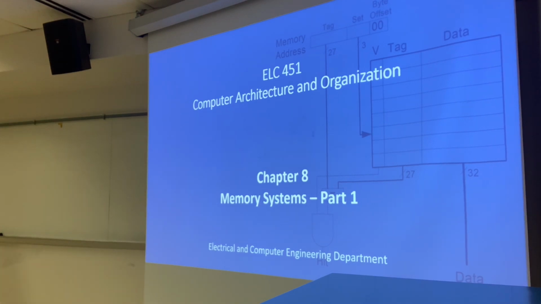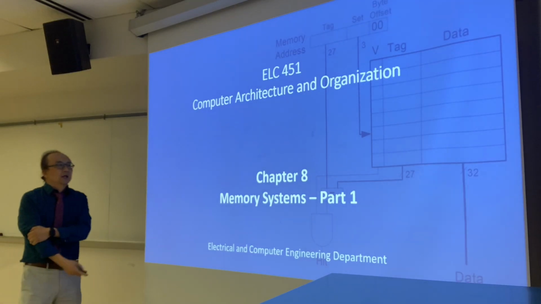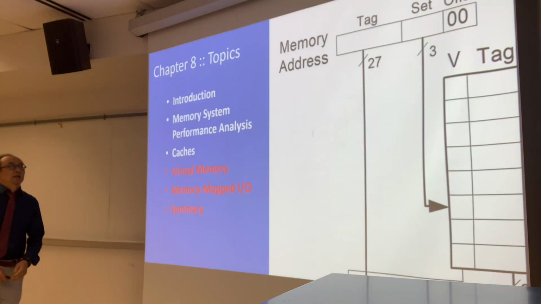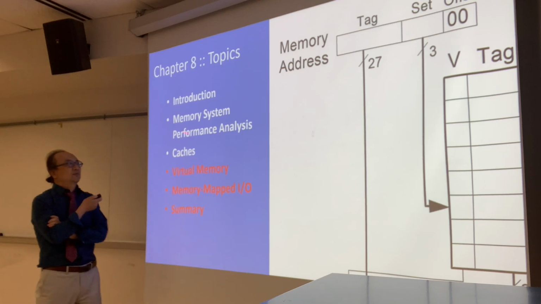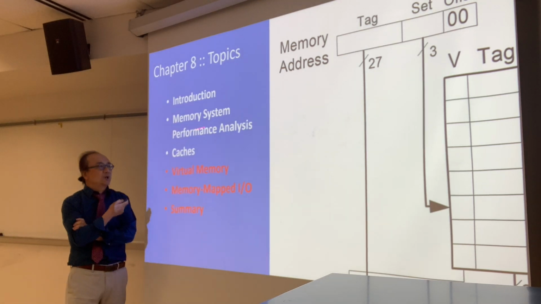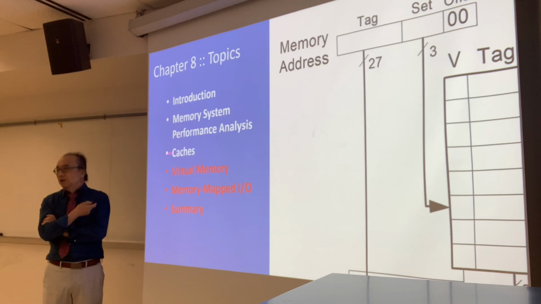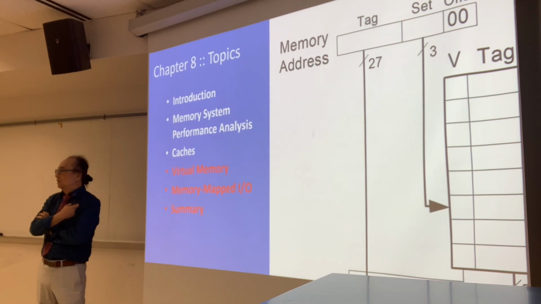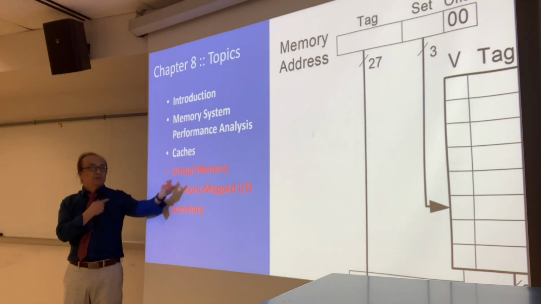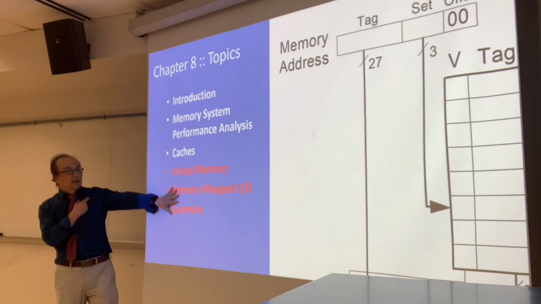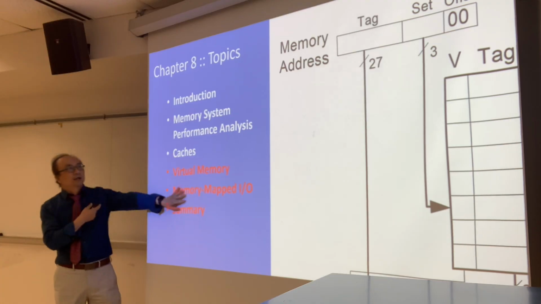So, last chapter... it's going to take us some time to go through this chapter 8. It's about the memory system. In here, we're looking at the memory system performance analysis. We're going to spend quite some time on cache design. There are 3 different techniques that we're going to go over. If we have time, we're going to get into virtual memory. Definitely we are not going to get into these 2.